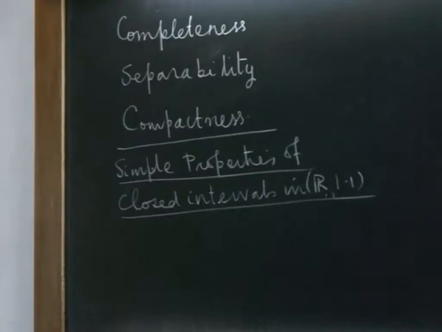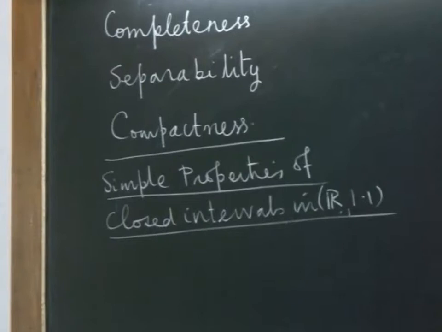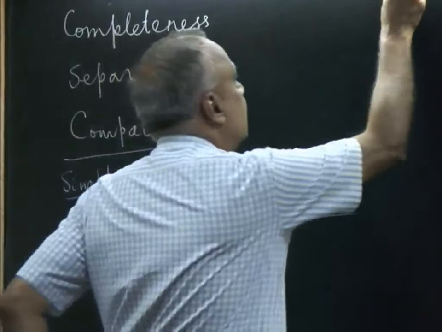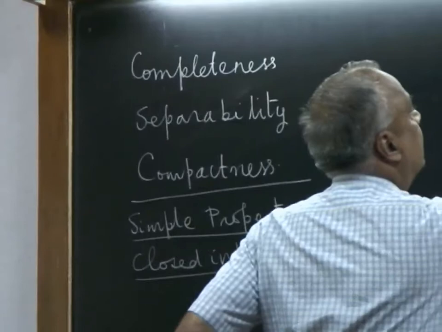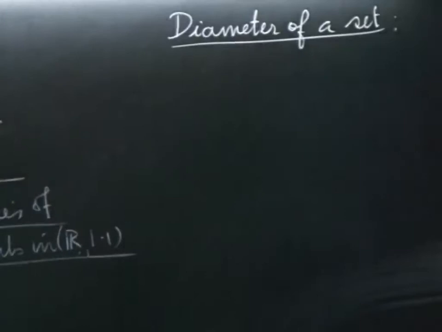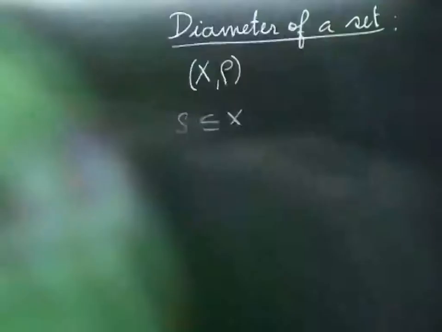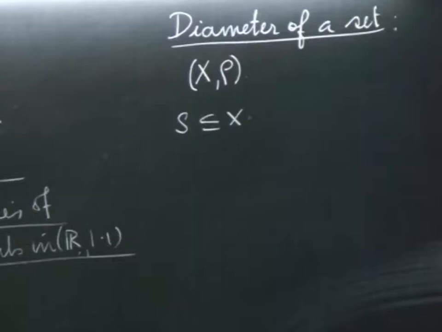But before that, I will give one or two notions which will be necessary when we eventually generalize some of these things. Probably I already mentioned this. So the first notion is the notion of the diameter of a set. Suppose I have a metric space, and I take a subset of that metric space.